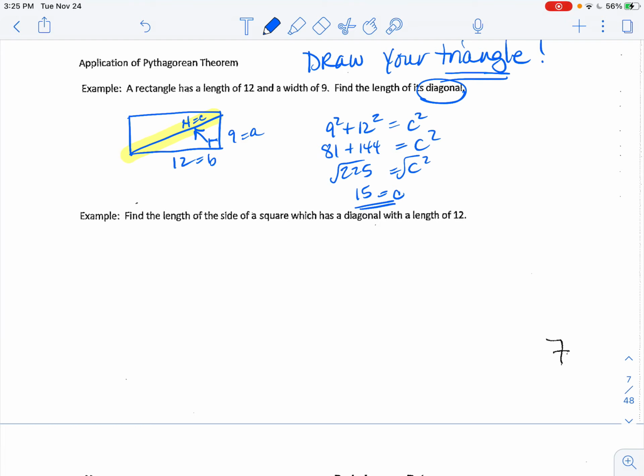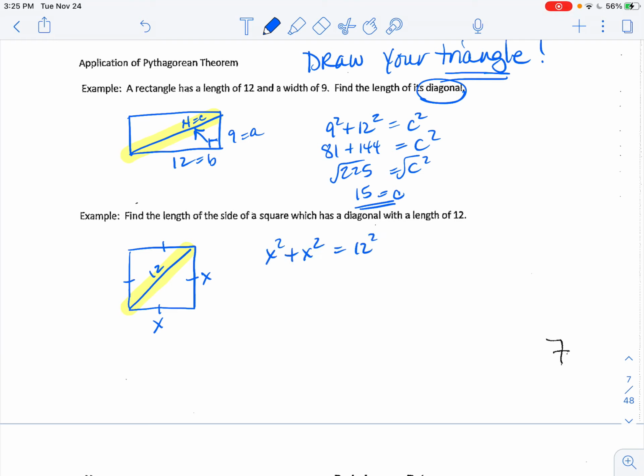The next example says find the length of the side of a square. Okay, so again, we're not drawing a triangle yet. We're drawing a square. And a square has 4 congruent sides. It has a diagonal with a length of 12. So here's my triangle. And we know that this diagonal is 12. Okay, so it's a square, so both of these are the same. If you wanted to call them X or both A, but they need to be the same. So I'm just going to call them X.